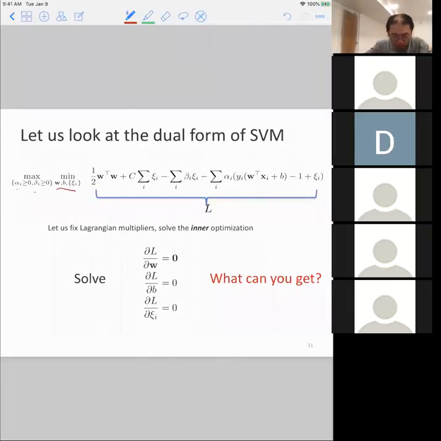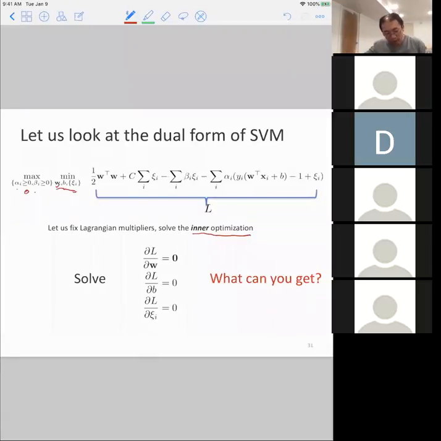So we can do it step by step. How can we do that? We can assume, in the outer level, all those multipliers are given, are fixed, right? We're trying to solve the inner minimization with respect to W, B and the slack variables, the ξi's, right? So how can we do that? We just take the gradient of the Lagrange function, set them to be 0, and see what we can get, right? This is pretty straightforward, right?